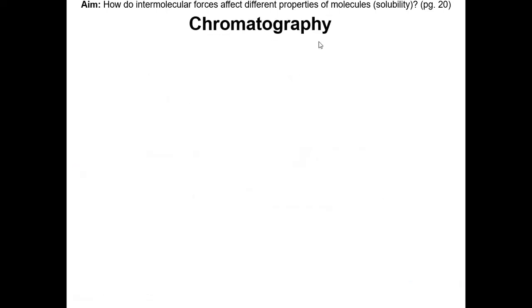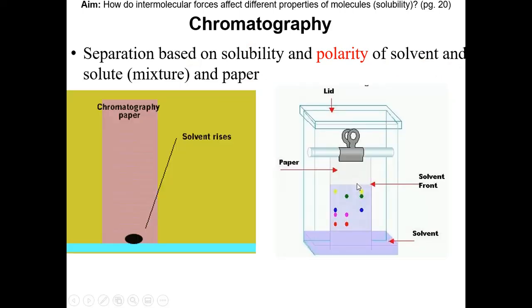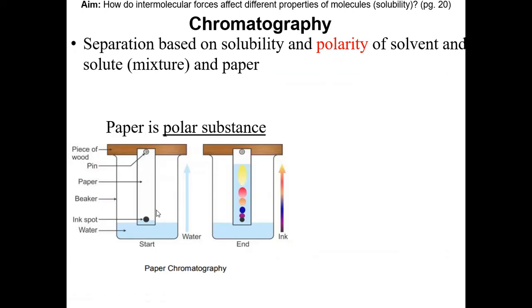Chromatography, if you recall from Unit 1, is a separation technique based on solubility and the polarity of a solvent and solute in the paper. In these diagrams, you can see that the mixture is being separated into its components. So we will discuss how this works in terms of polarity. Paper is your polar substance. You're going to put your mixture, which is ink, on the paper.